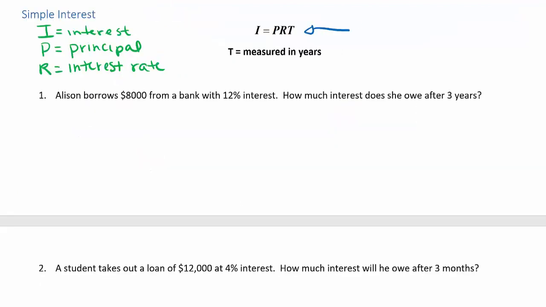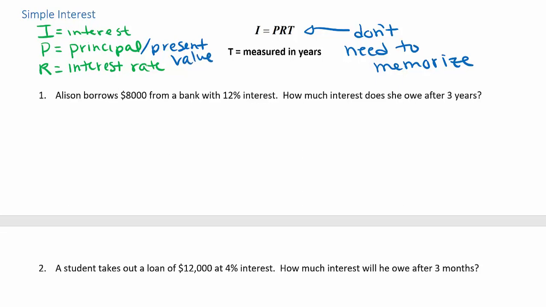Now the last thing I want to show you is simple interest. This is also an application of percent. There is a formula for simple interest. This is a formula that you actually don't need to memorize. The formula is I equals PRT. I stands for interest, P stands for principal or present value, R is the interest rate, and T is time, always measured in years.